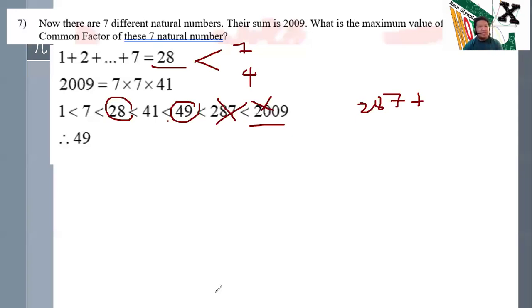Any question and clarification for number 7 as we go along to question number 10? Clear for this one, everyone? Okay. Yeah, if that is clear, let's move forward to question number 8.